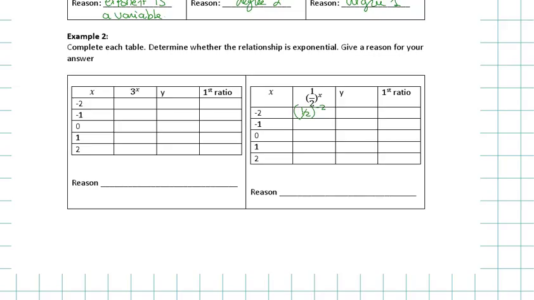How can I write that as a positive exponent? It would be 2 over 1 to the power of positive 2, right? And what is 2 over 1 to the power of 2? 2 to the power of 2 is 4. 1 to the power of 2 is 1. So the answer is 4. 1 to the power of 2 is 1, 1 times itself is 1.